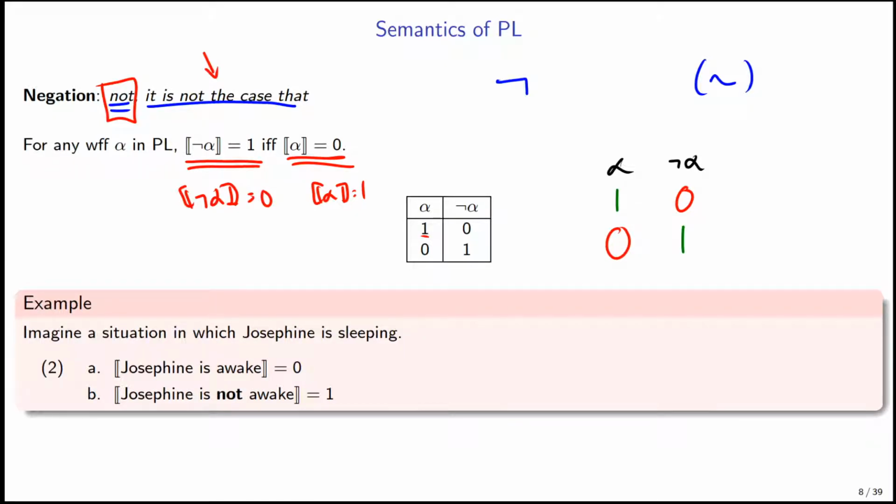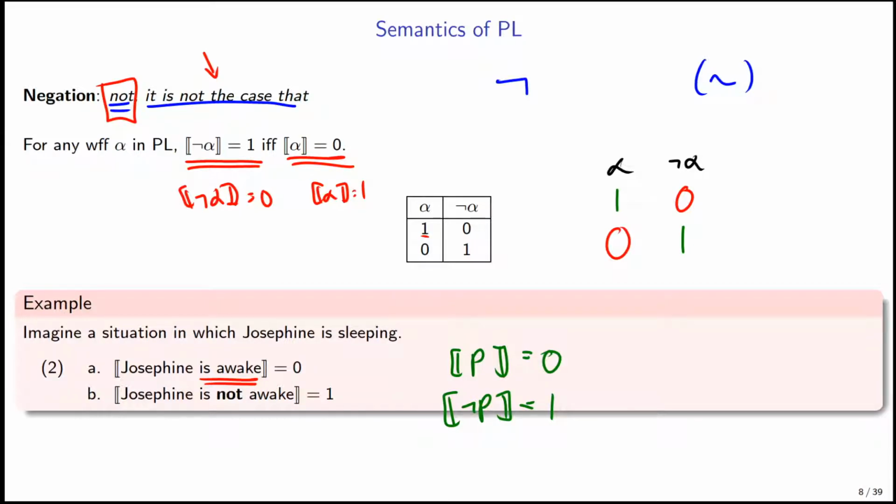Because this is like saying not, right? I am happy. If that's true, then I am not happy is false. I am sad. If that's false, then I am not sad is true. So here's the situation. Let's say Josephine is awake. Let's call this P, capital P, because it's a specified well-formed formula, and we're saying that's false. So Josephine is awake is false. That means that Josephine is not awake, or in other words, not P, is true. Because if she's not awake, that means that she's sleeping. So is not awake would be the same thing as saying she's sleeping. Or maybe that means she's unconscious or something.